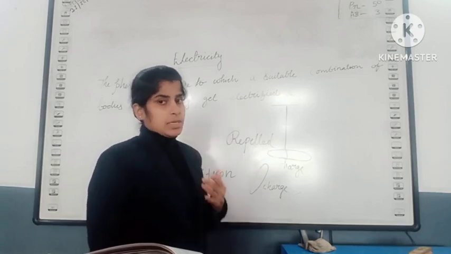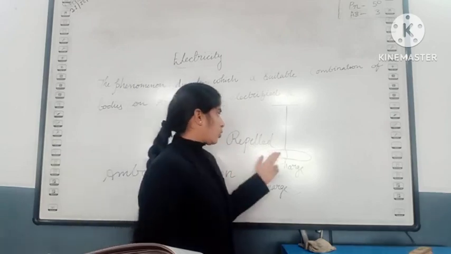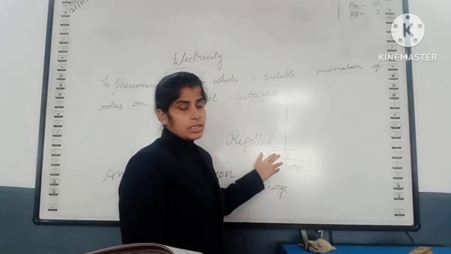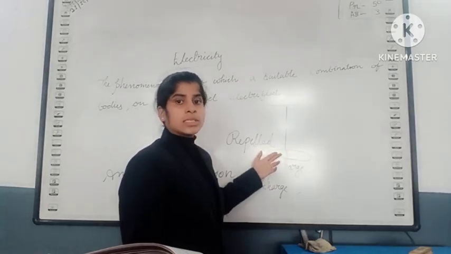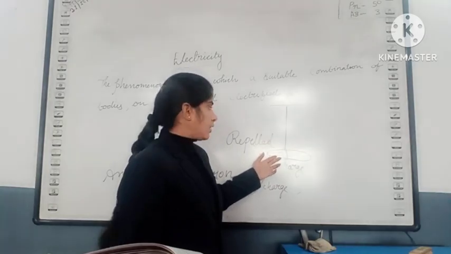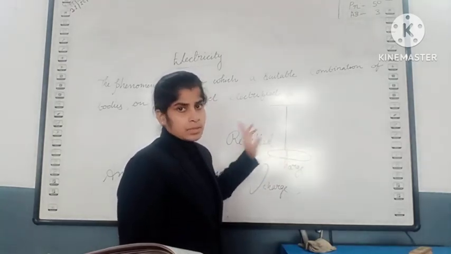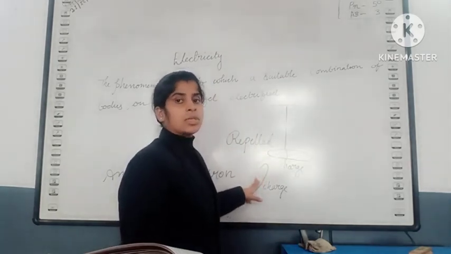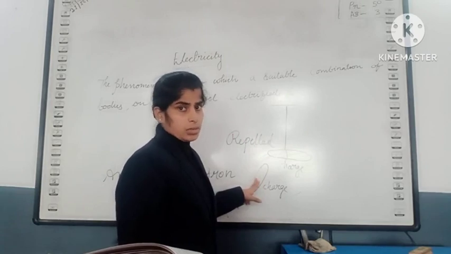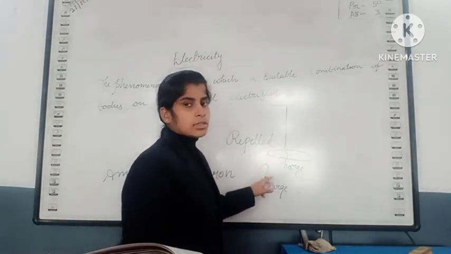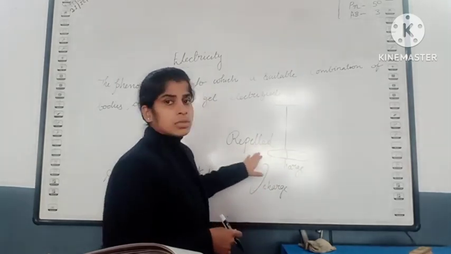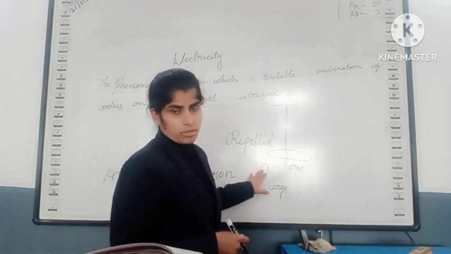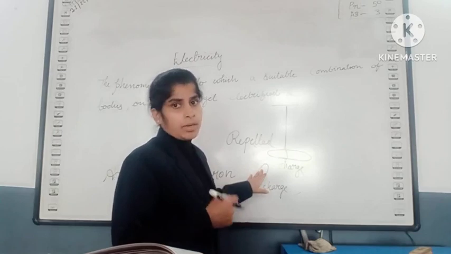The first experiment he did was with two ebonite rods that were charged. He took one ebonite rod, rubbed it with silk, and freely suspended it with a silk thread. After that he took another ebonite rod, also rubbed with silk cloth. Now when these two ebonite rods are brought close, they repel each other, because they have the same charges. The same charges always repel each other, as you know.